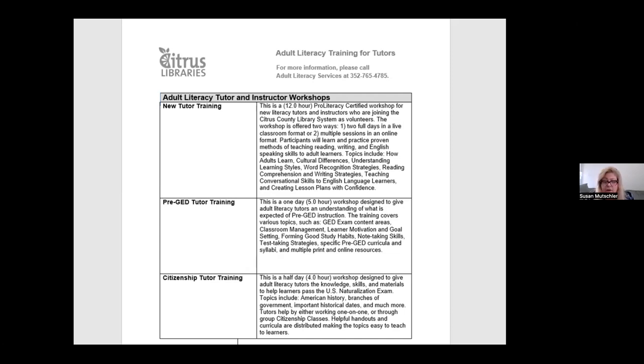And then I've included our information here on a pre-GED tutor training. It's a 5-hour workshop designed to give adult literacy tutors an understanding of what is expected of pre-GED instruction. The training covers topics such as GED exam content, classroom management, learner motivation and goal setting, forming good study habits, note-taking skills, test-taking strategies, and looking at specific pre-GED curricula and syllabi. Nothing that we teach in the new tutor training is retaught in the pre-GED training. It's completely different content.